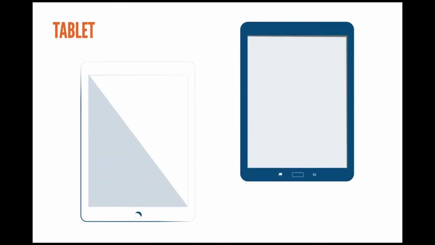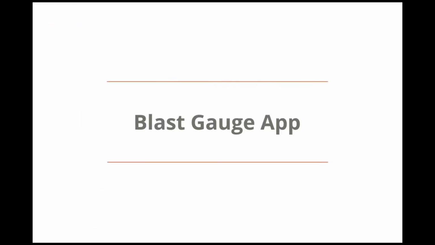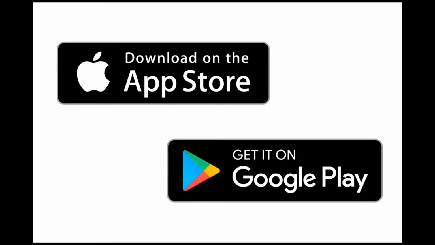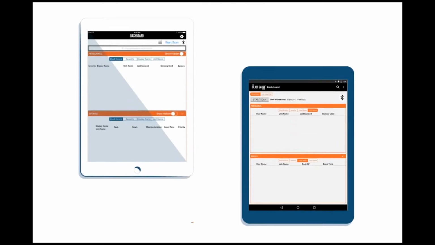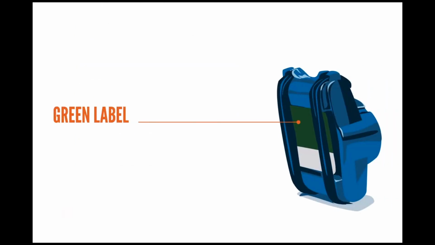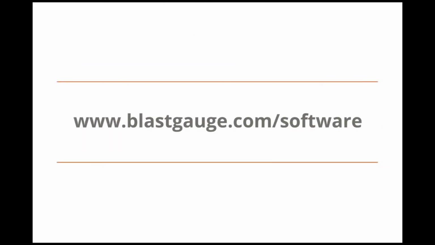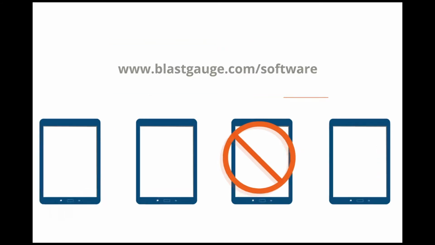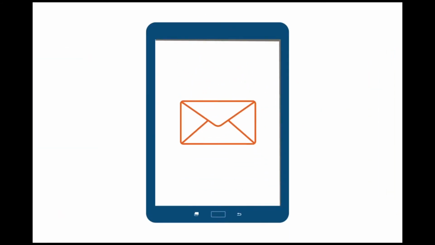If you are going to use a tablet, you'll need to download the Blast Gauge app. If your blast gauges have gray labels, download your software from the Apple Store or Google Play, depending on whether your tablet is iOS or Android. If your blast gauges have green labels, download your software from www.blastgauge.com/software. This version of the app only works on certain tablets, so if you have problems, contact B3.